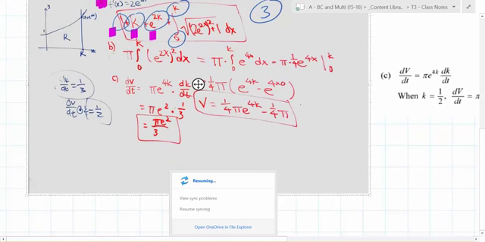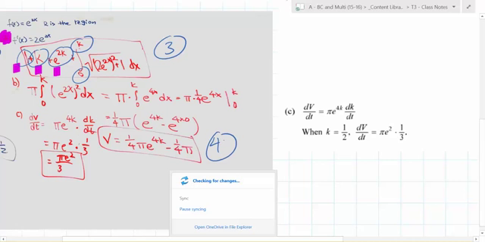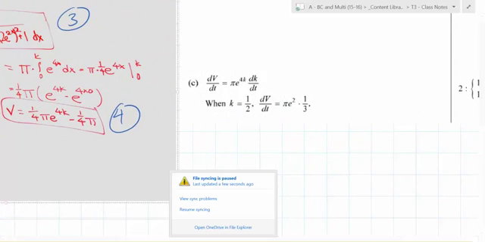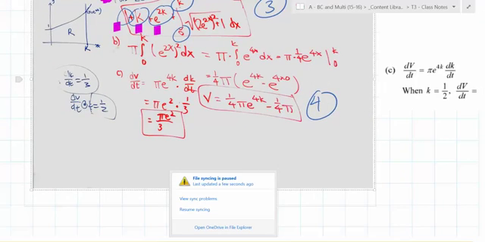So how many points did we get for that one? Looks like we got 4 points for that one. Excellent job. Okay, so next, you have to differentiate. You have to differentiate for C.